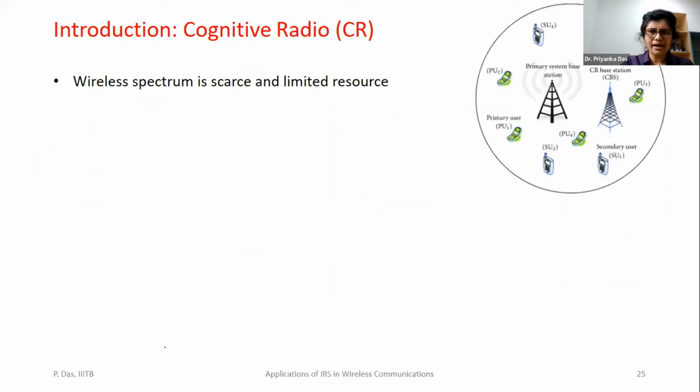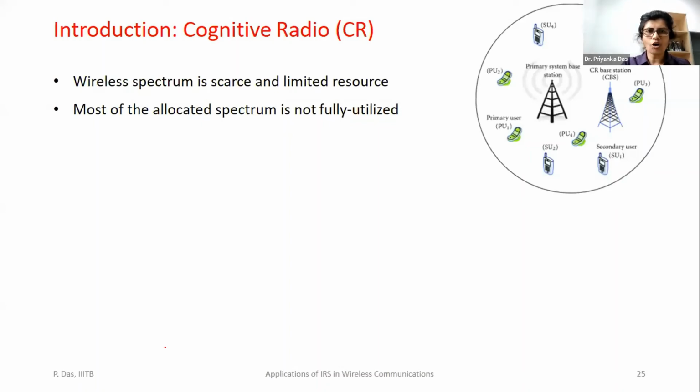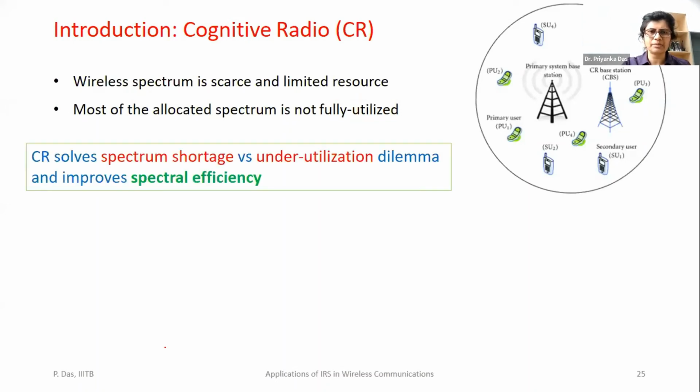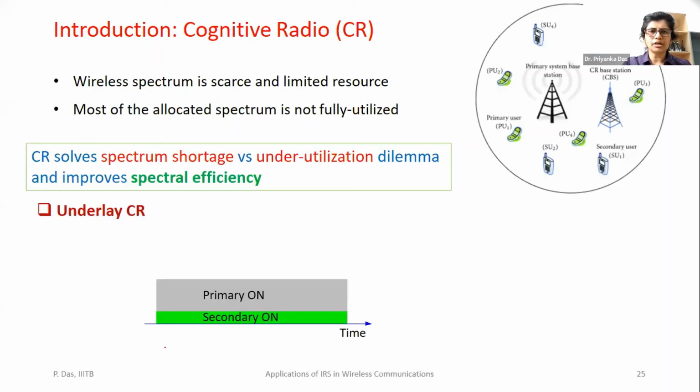Okay, so your wireless spectrum is a limited resource and there are a lot of applications that have to be given spectrum to do their transmission. Also, you will see that most of the time the allocated spectrum is not utilized. And cognitive radio comes up to give you flexibility to use your spectrum.